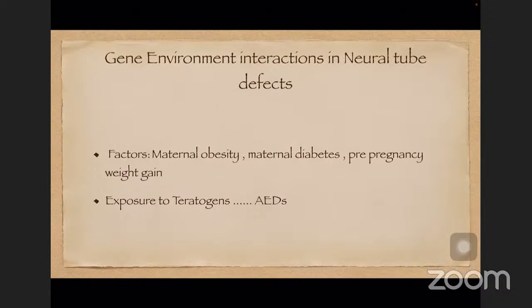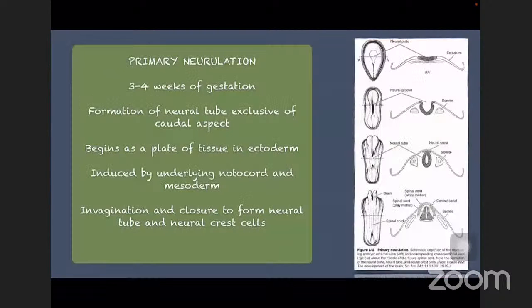Primarily these are the maternal factors. You have maternal obesity, maternal diabetes, pre-pregnancy weight gain. And in our cases, from a neurology standpoint, we're looking at exposure to teratogens, primarily the anti-epileptic drugs, but sometimes radiation and other things can also lead to neural tube defects.